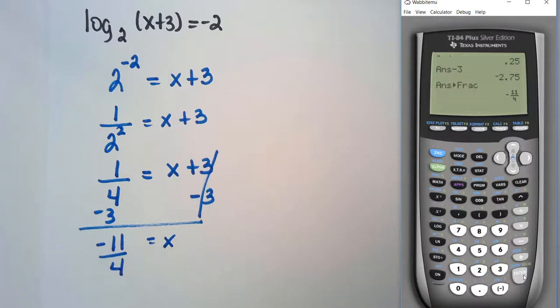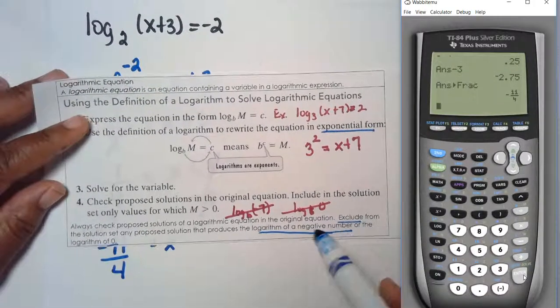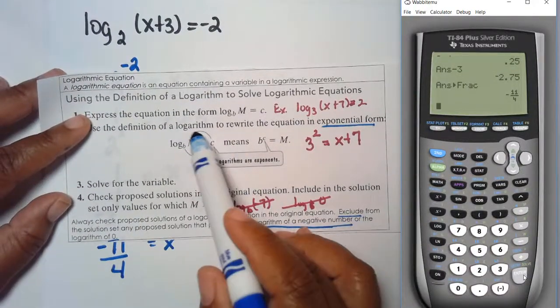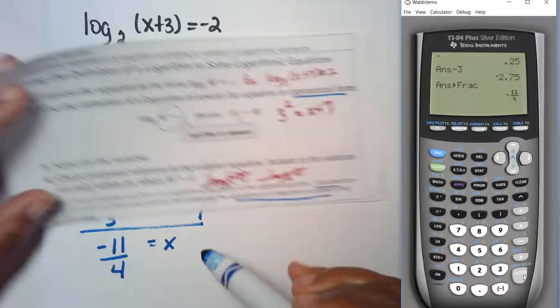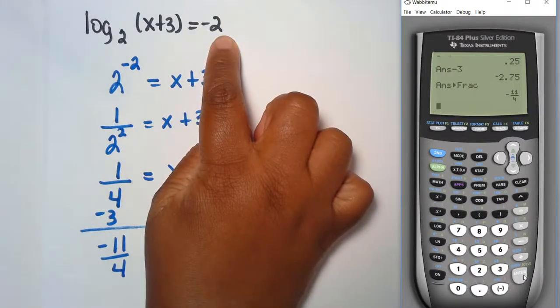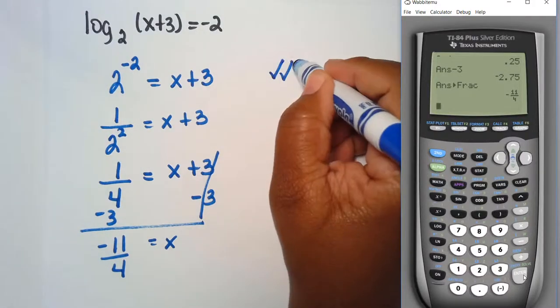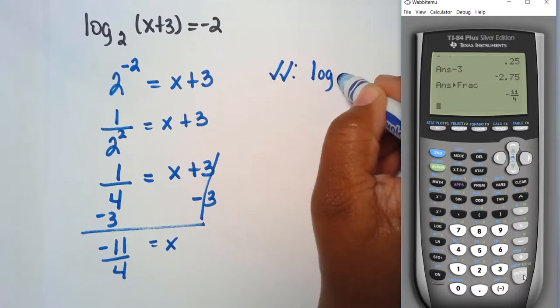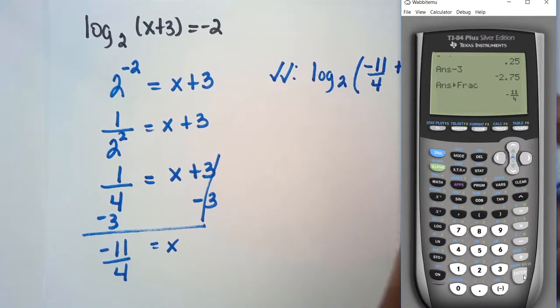Now, it said that for our logarithm, the argument, we want to exclude negative numbers or 0, but we need to check each. Sometimes our answer can be negative as long as it makes this statement true. So let's check our work. We have log base 2 of, I'm going to substitute negative 11 over 4, add 3 to that, to see if it's going to give us negative 2.